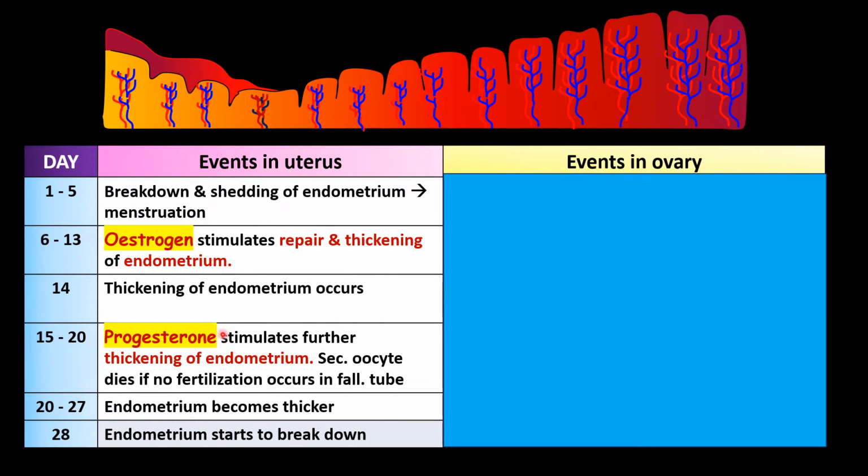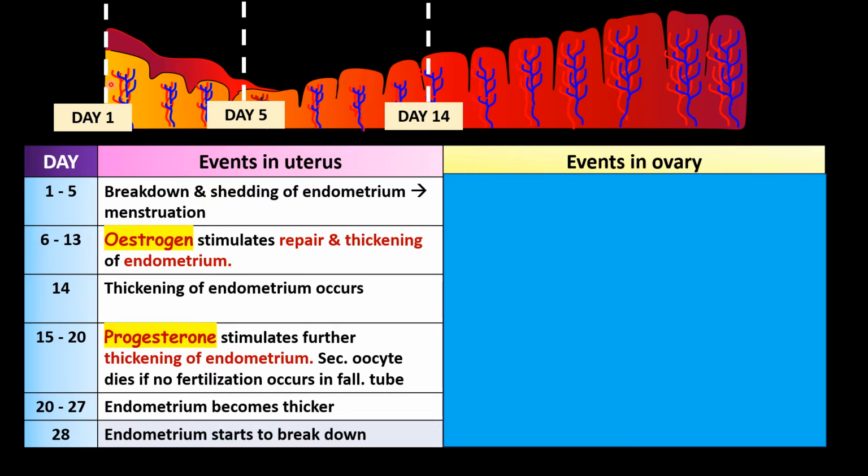So here is a table to show you the series of events that occur in more detail. Now, from day 1 to day 5, this period of time, there's the breakdown and shedding or removal of the endometrium. And that causes menstruation, or the flow of blood and tissues from the uterus.